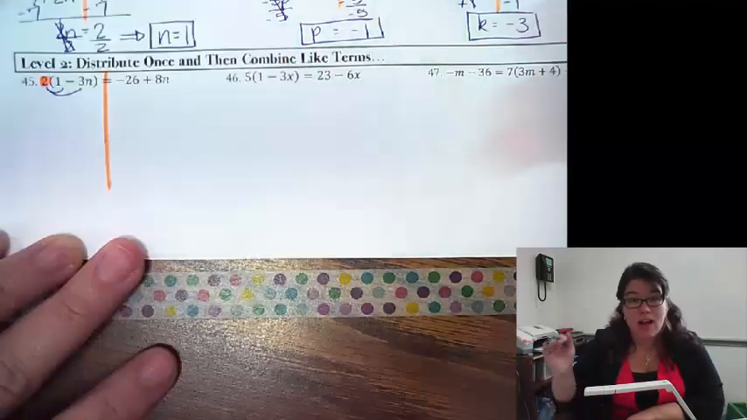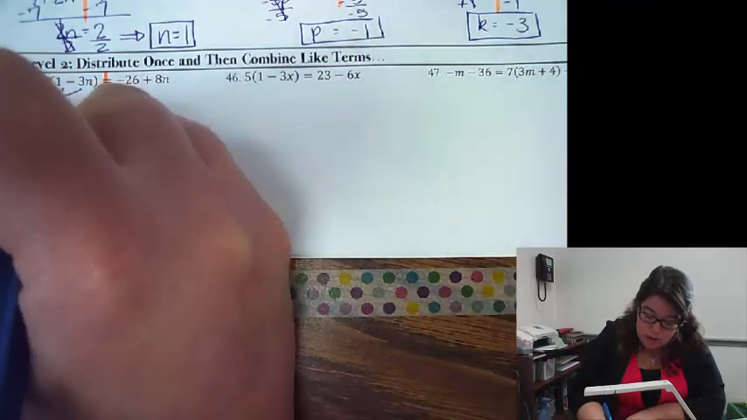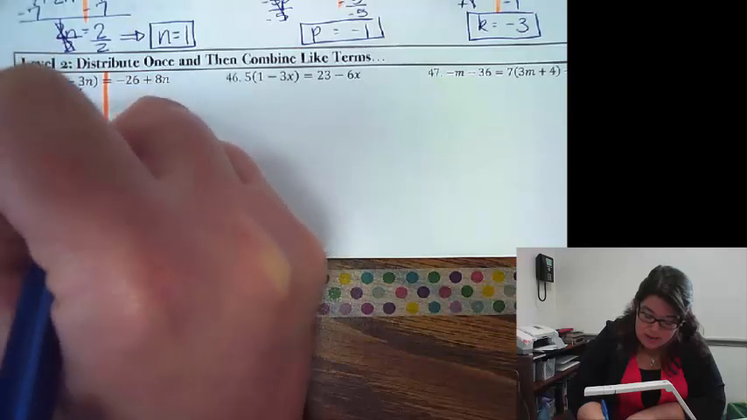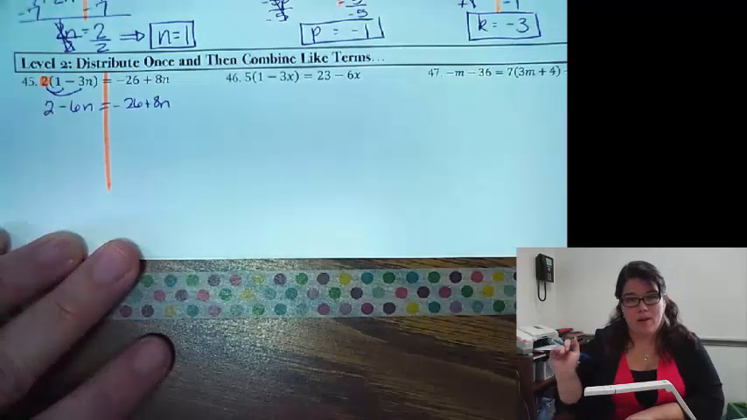So I'm going to stop my song and I'm going to do this distribution. So 2 times 1 is 2. 2 times negative 3 is negative 6n equals negative 26 plus 8n. Phew, that part is done.